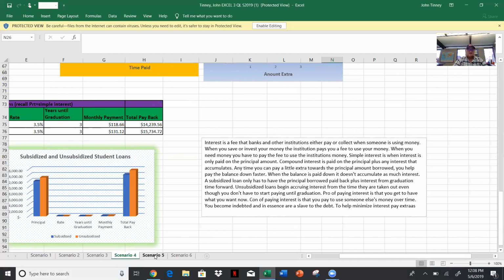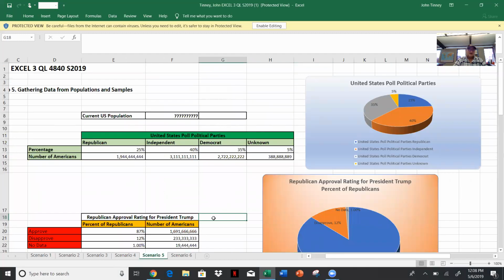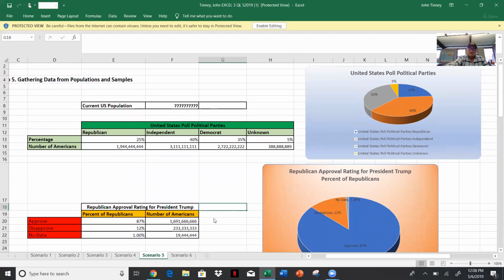All right, let's move on to scenario 5. Scenario 5 talks about gathering data from populations and samples. One of the things it talked about here was President Trump's approval ratings. The population there is huge, it's looking like over 7 billion. And you've got 1 billion Republicans, you have 3 billion independents, and you have 2 billion, that doesn't sound right, but maybe that's right. Almost 2.7 billion Democrats in the United States.